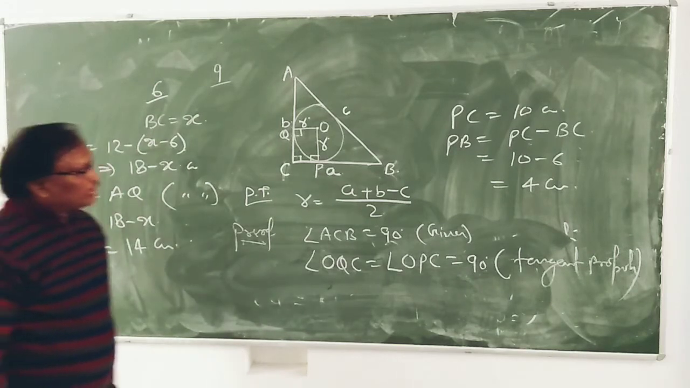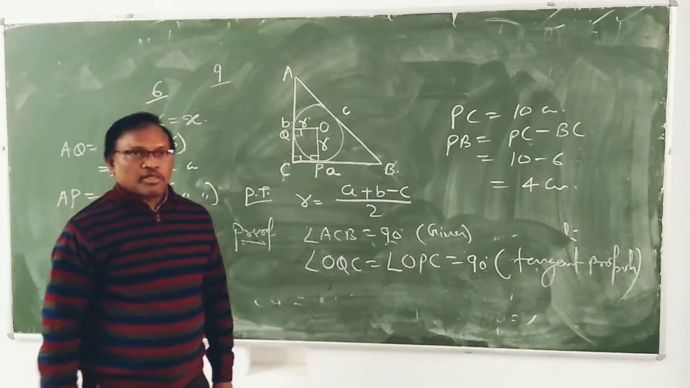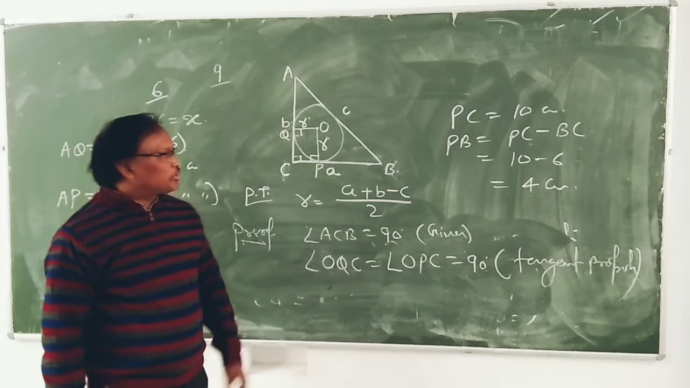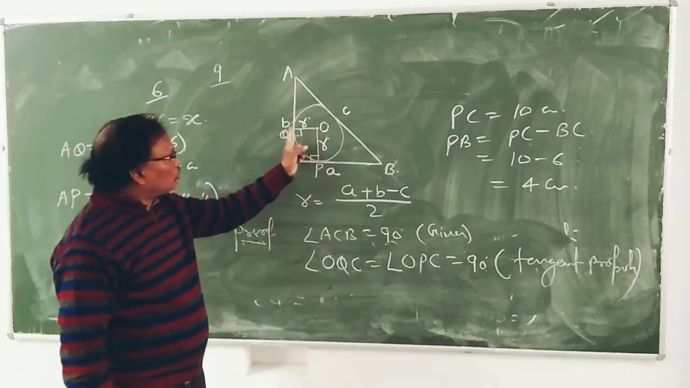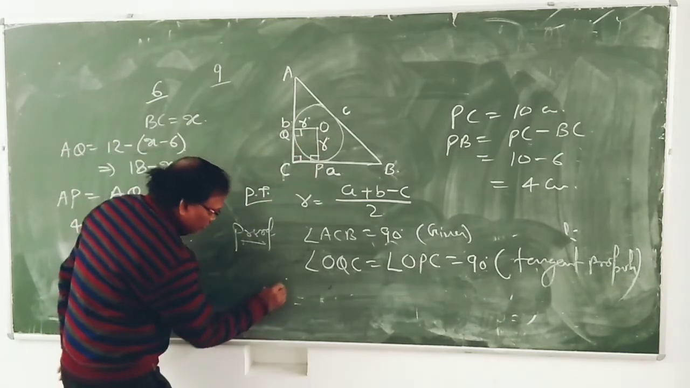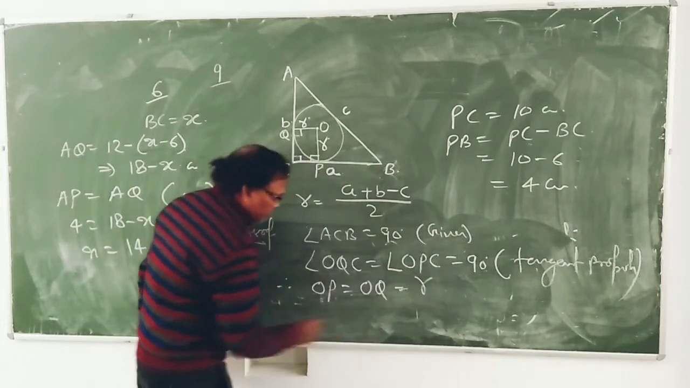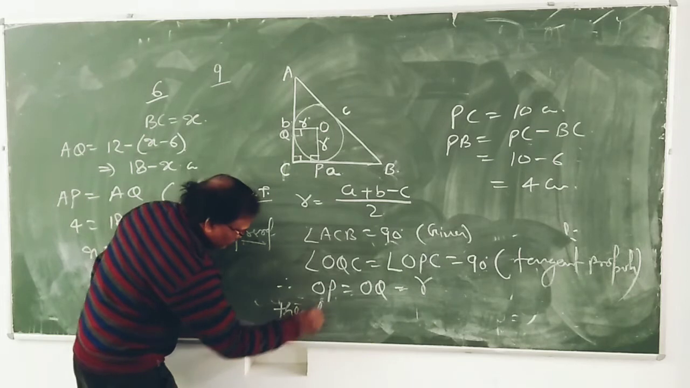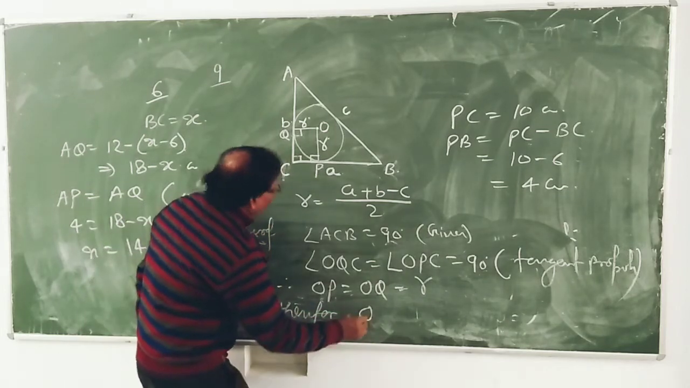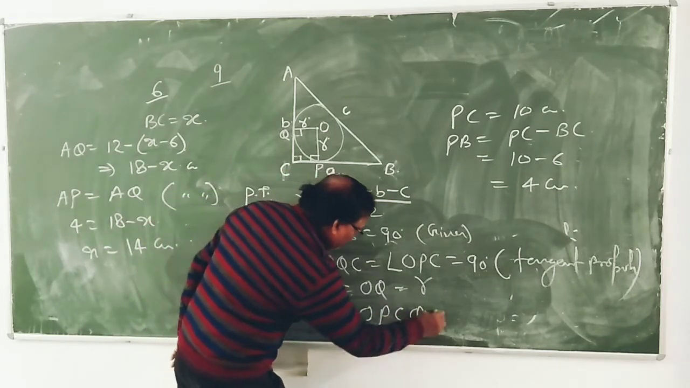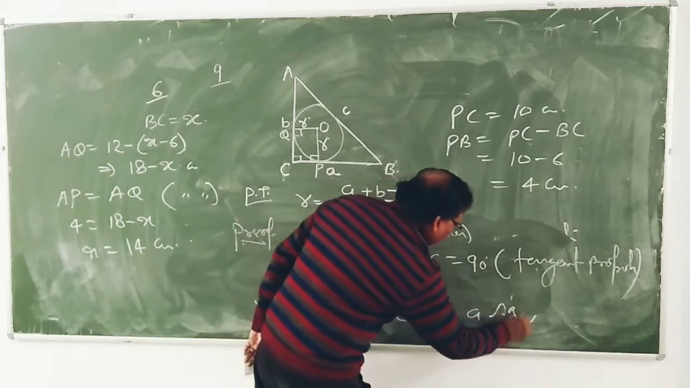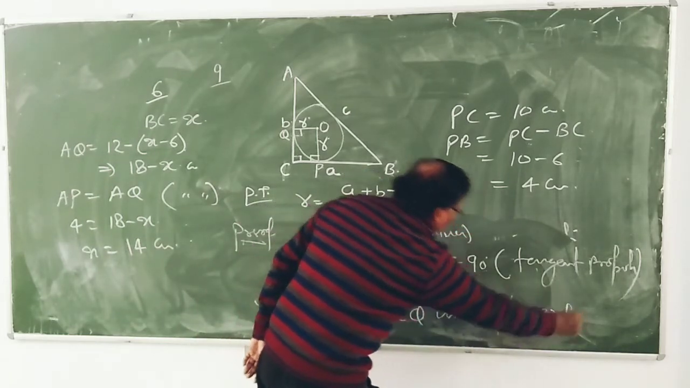Now, can you say that this is a square? Because OP is equal to OQ, means radius. Therefore, OPCQ is a square.